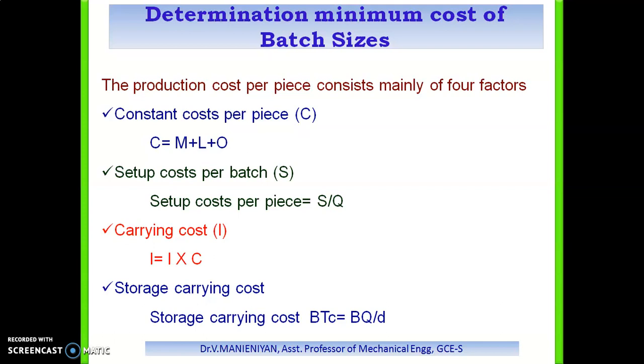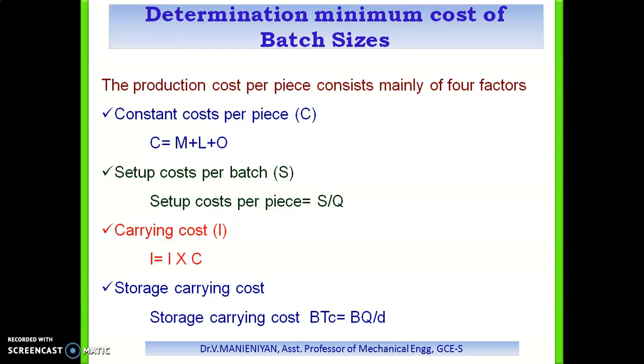The next one is the carrying cost. It is the interest paid on the money invested in the item kept in stock, that is, the capital. The capital I is for carrying cost, and small i is the interest rate, multiplied by the cost per unit. Small i stands for the carrying cost per unit, the interest paid on the investment, and C stands for the cost per unit price.